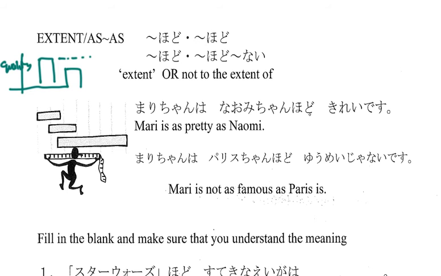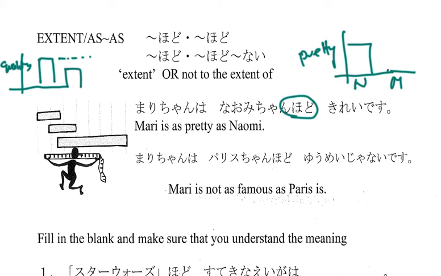Mari-chan wa Naomi-chan hodo kirei desu. So whatever has hodo sets the bar. So there's Naomi, and we're setting her pretty factor, and we've set it. Now we're going to take Mari, and we're going to say hodo, which means she goes up as far as. So, Mari-chan wa Naomi hodo kirei desu.